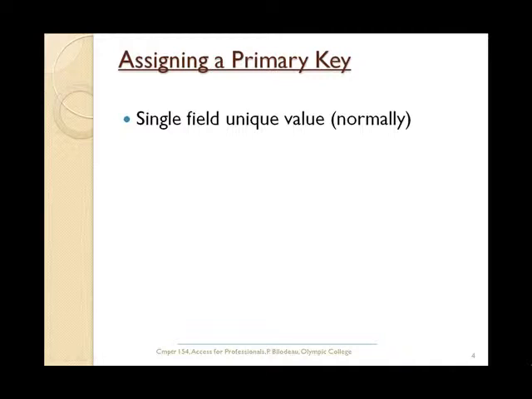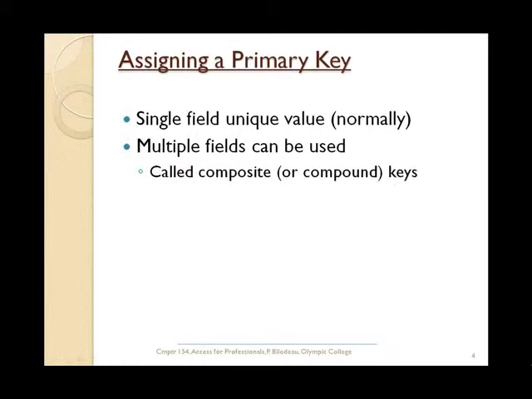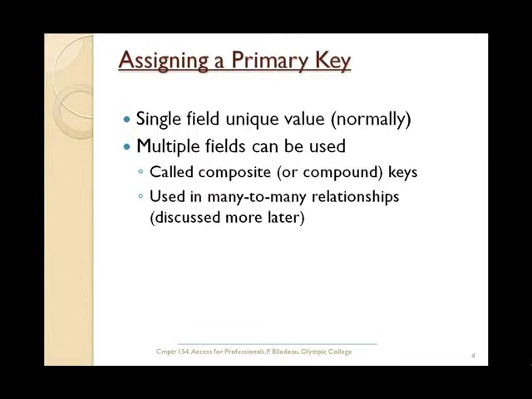Primary keys normally are comprised of a single field that identifies the record. Sometimes it is appropriate to use multiple fields together as the primary key in a table. These are known as composite primary keys or compound primary keys. These types of primary keys refer to a particular data relationship known as many-to-many. We will look at those later on in this video series.